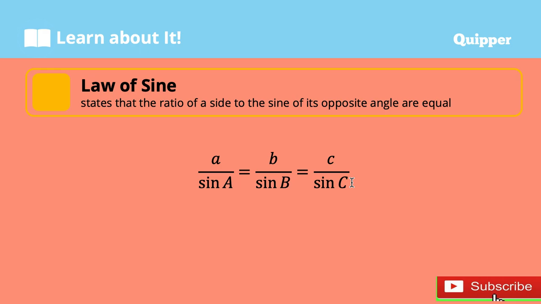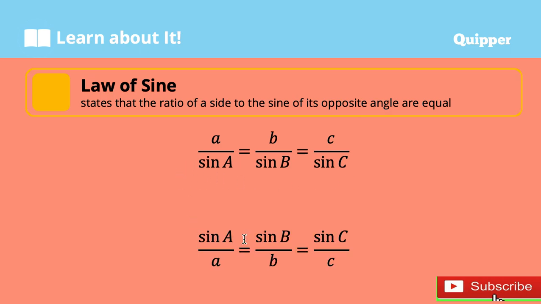Note that the formula for the law of sine can also be written as sine A over a is equal to sine B over b is equal to sine C over c. Just take the reciprocal.